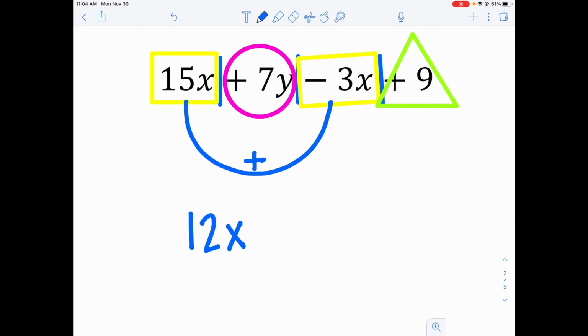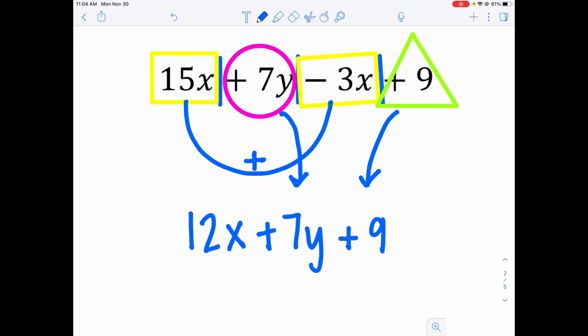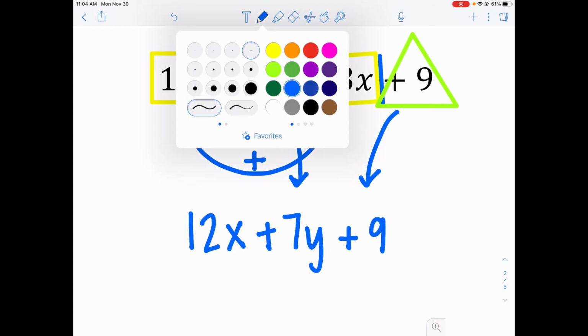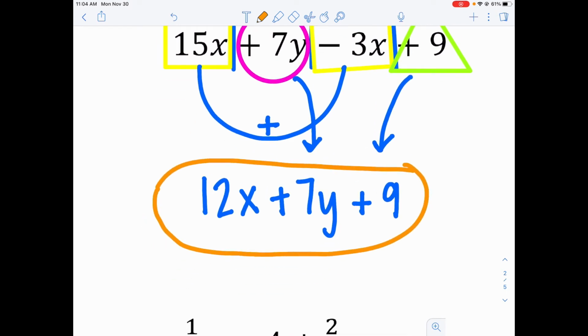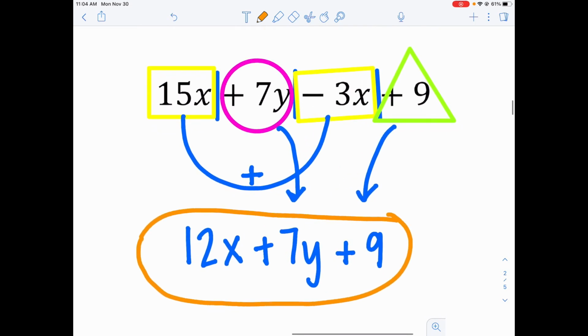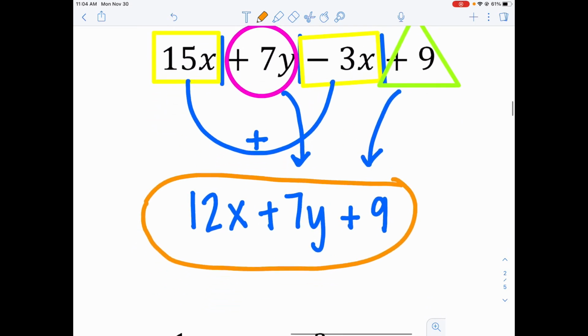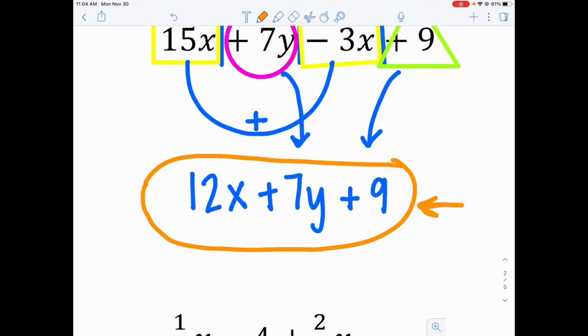There is nothing to combine with 7y, so I'm just going to drop it straight down, plus 7y. And the same thing for the plus 9. There's nothing to combine it with, so I'm going to drop it straight down, so it is plus 9. This is my solution. You cannot combine any of these because they are not like terms with each other. If you get to this step and you are trying to combine something down here, it means that you did not identify and correctly combine like terms in the step before. When you get to this step right here, you should not be able to combine any of those terms.